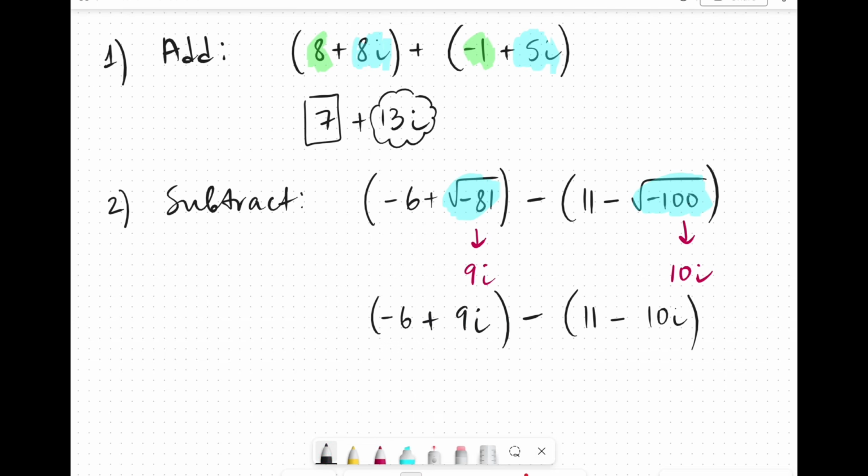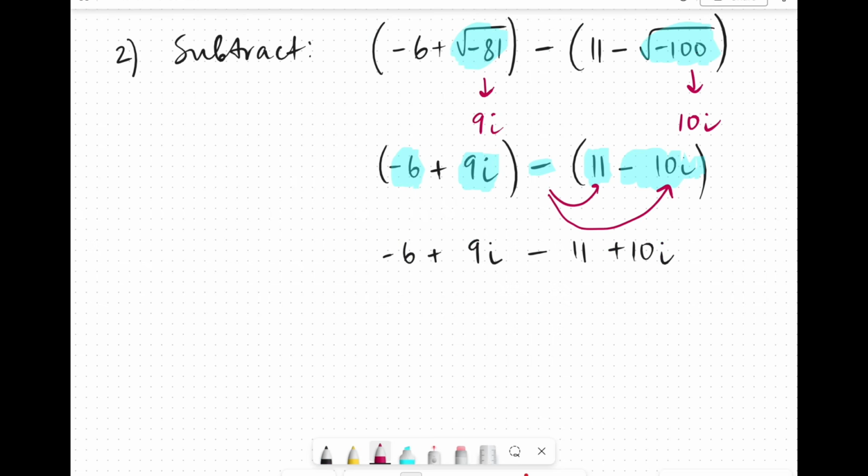Now we will be doing the same thing we did in the addition question. The only thing you need to keep in mind is that before you start combining the real parts and the imaginary parts, you will need to distribute this negative sign that is affecting both terms on the inside of the second complex number. So this negative will make your 11 negative, and it will also make your 10i positive. So I will rewrite this problem without any parentheses, and then we will be able to combine like terms.